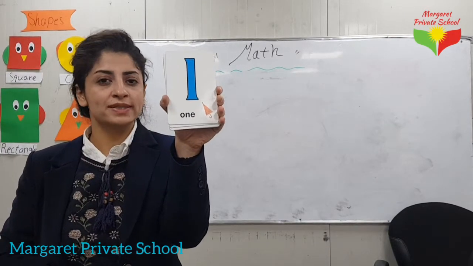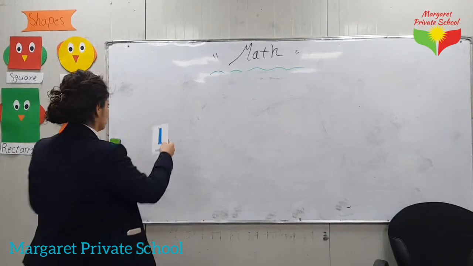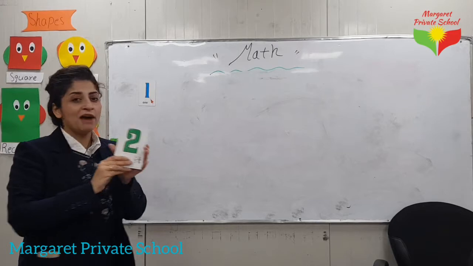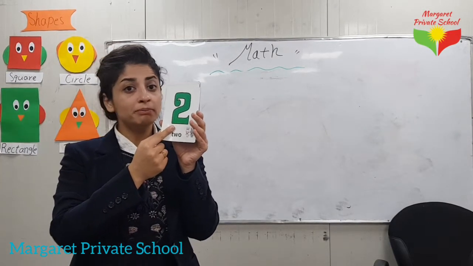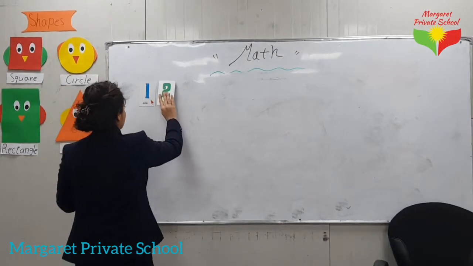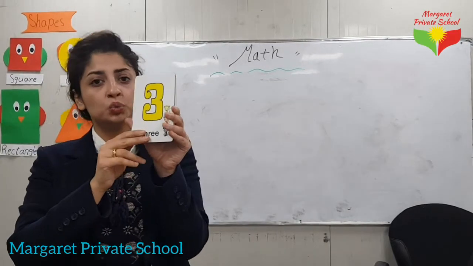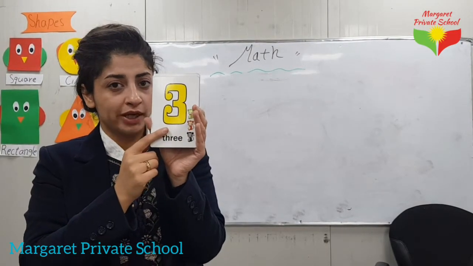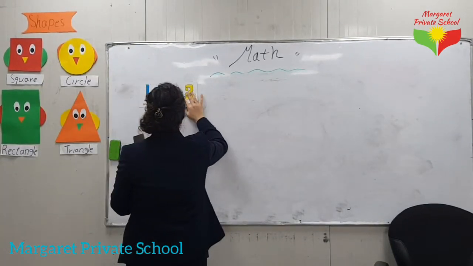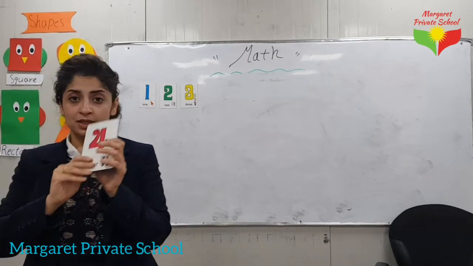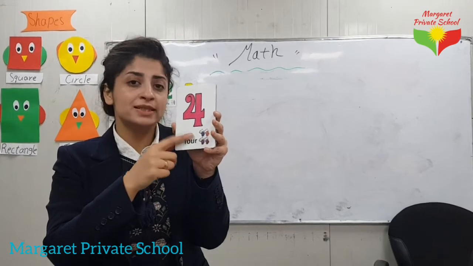Who can tell me what's this number? This is number one. After number one, what's this number? We have number two. After number two, we have what number? This is number three. After number three, we have number four. What's this number? This is number four.